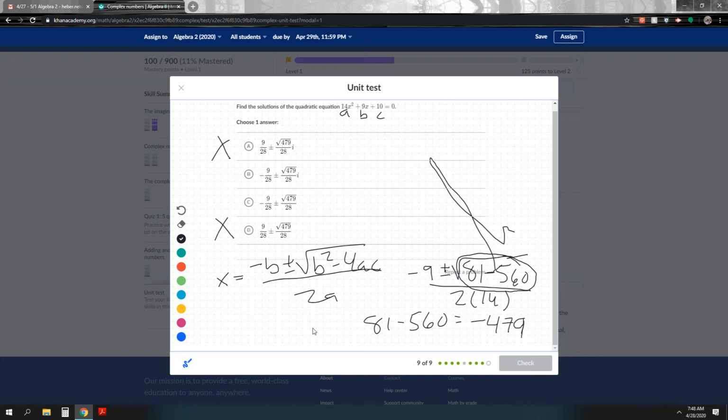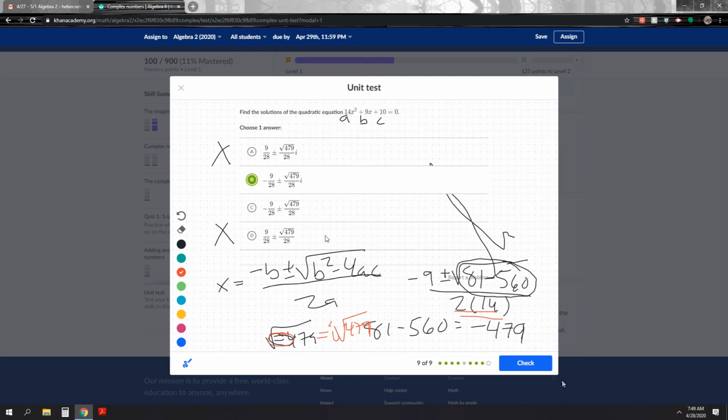Right, negative 479. Well, the square root of a negative number, right, we are going to get something imaginary. This right here is going to mean I need something imaginary. So the 479, that's not going to change. But now we are taking out the imaginary part, right? The square root of negative 1. So we're getting I root 479. I root 479. And both of those are still over 28, right? This 2 times 14 right here. So it has to be this one.